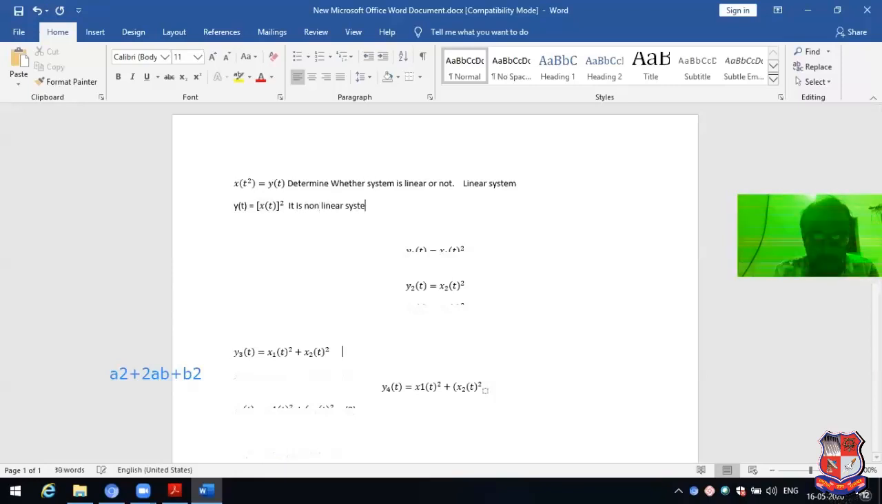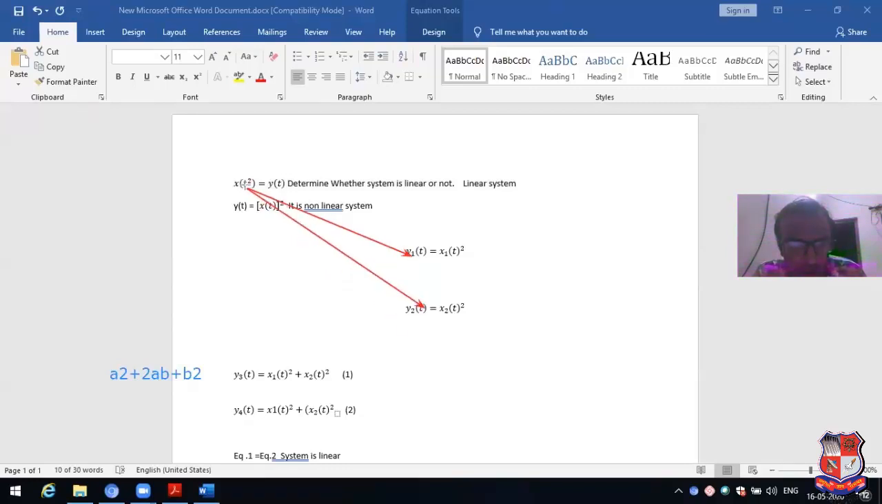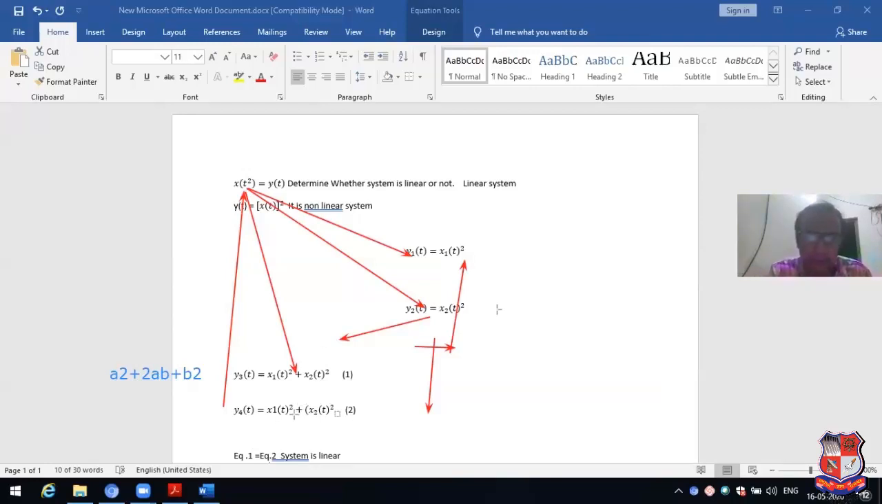Non-linear system. I have explained this in the PDF of my solution. See this y1 of t, here y2 of t, here y3 of t. It means the addition of these two, and y4 of t represents x of t in terms of x1 of t plus x2 of t. Compare equation 1 and 2. So the system is linear. So this is the example that I have discussed here.